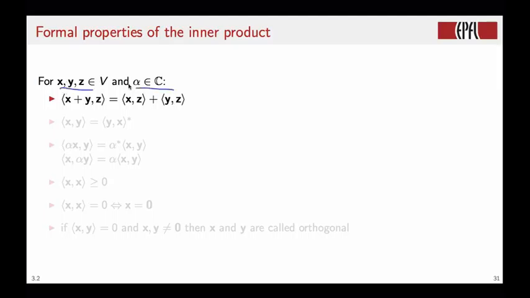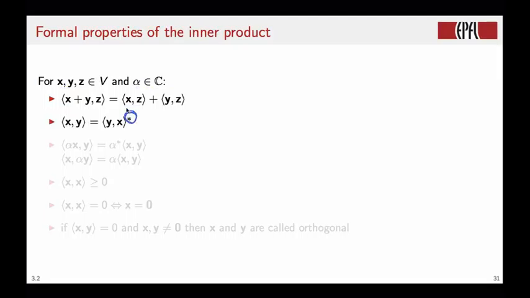So the inner product will satisfy linearity in the various arguments. If we take the inner product of x plus y with z, it's equal to the individual inner products summed together. If we look at the inner product of x and y, it's equal to the inner product of y with x, but with a complex conjugate.